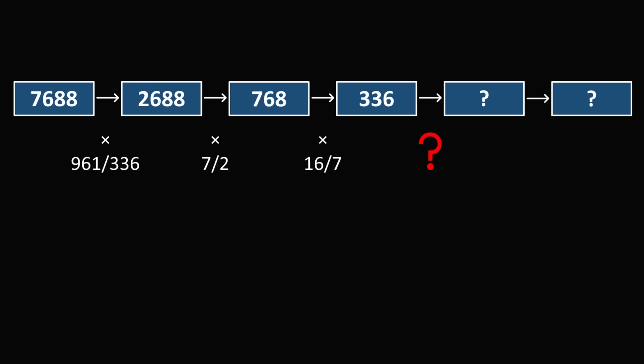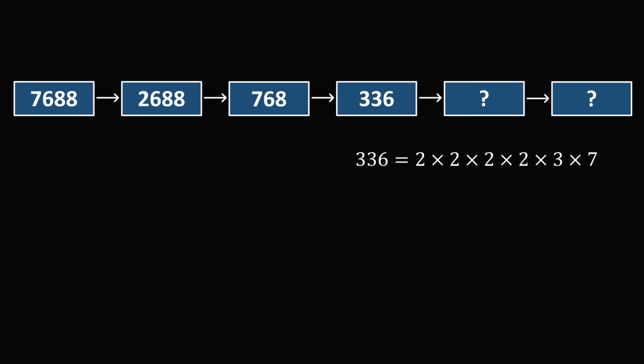So okay, we don't have an obvious pattern again. So let's approach the problem in a different way. Let's look at the number 336. What is its prime factorization? It is equal to 2 times 2 times 2 times 2 times 3 times 7.